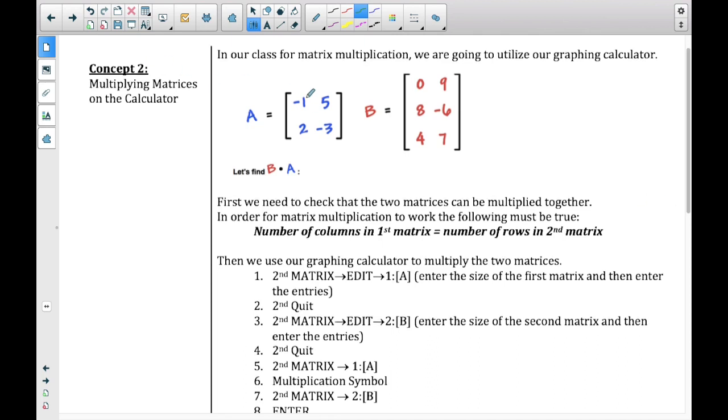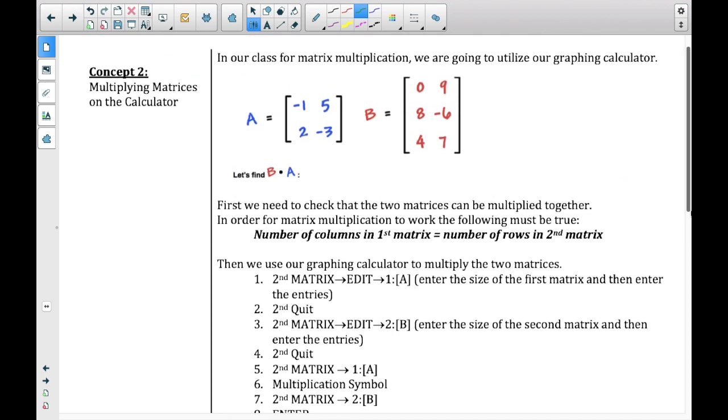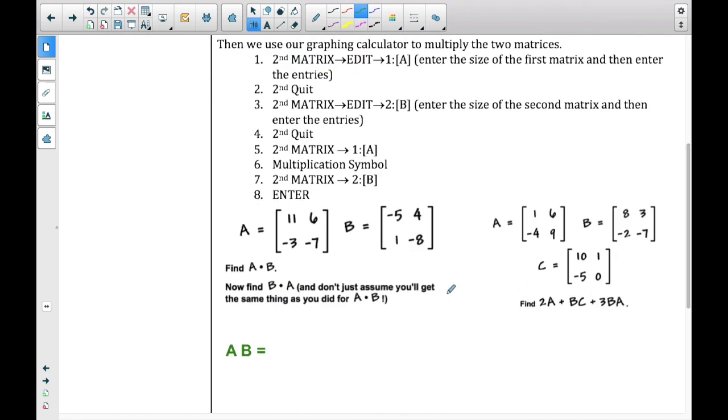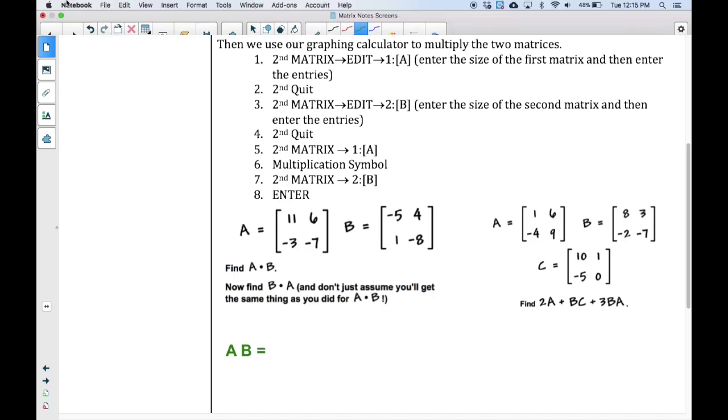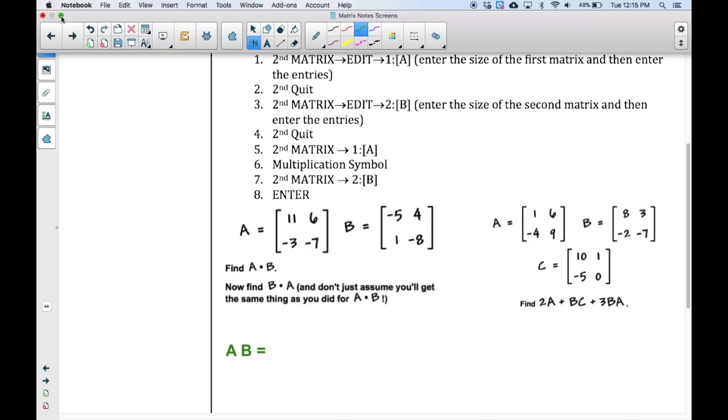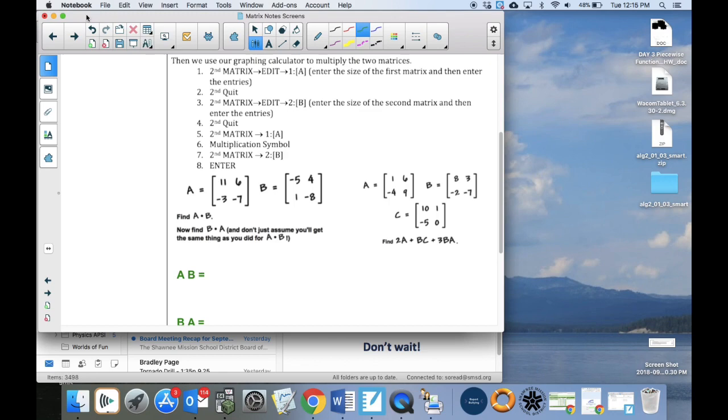Since we just did these two, let's go down here to the bottom and enter these instead. So here's what you need to do. You need to go to your graphing calculator, and I'm going to walk you through how to do this on your graphing calculator.